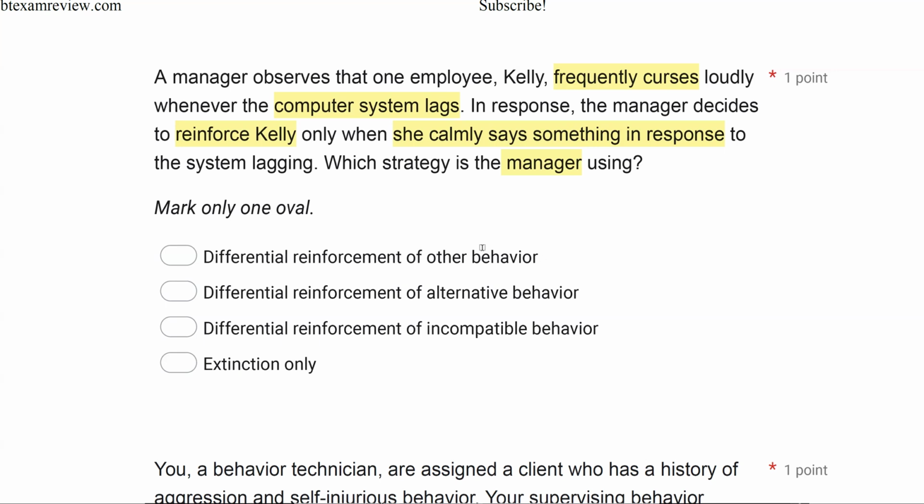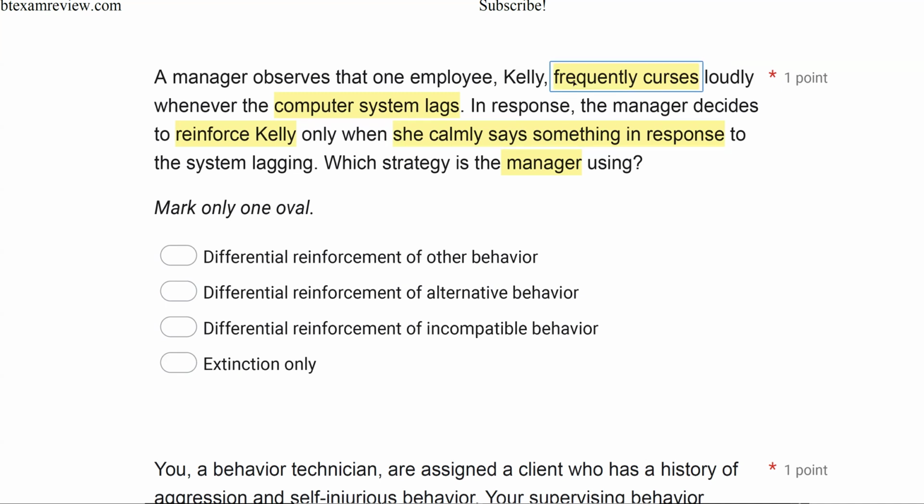In this case, what is the replacement? Well, Kelly is now going to start speaking calmly. So we know there is a replacement behavior in play. DRO is not going to be an option. So now we have to decide, is this an alternative or incompatible? With incompatible, the replacement behavior can't happen at the same time as the old behavior.